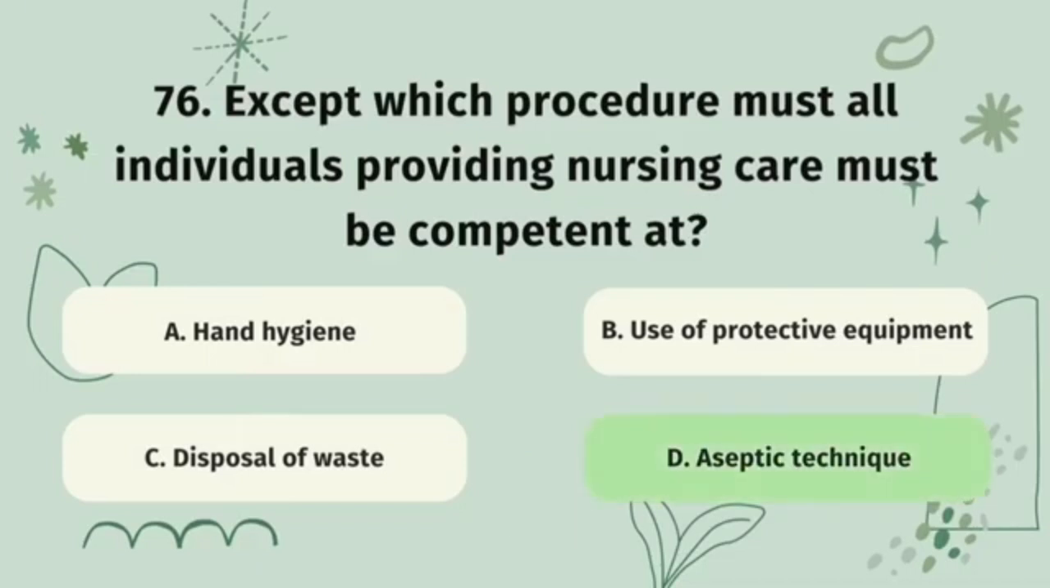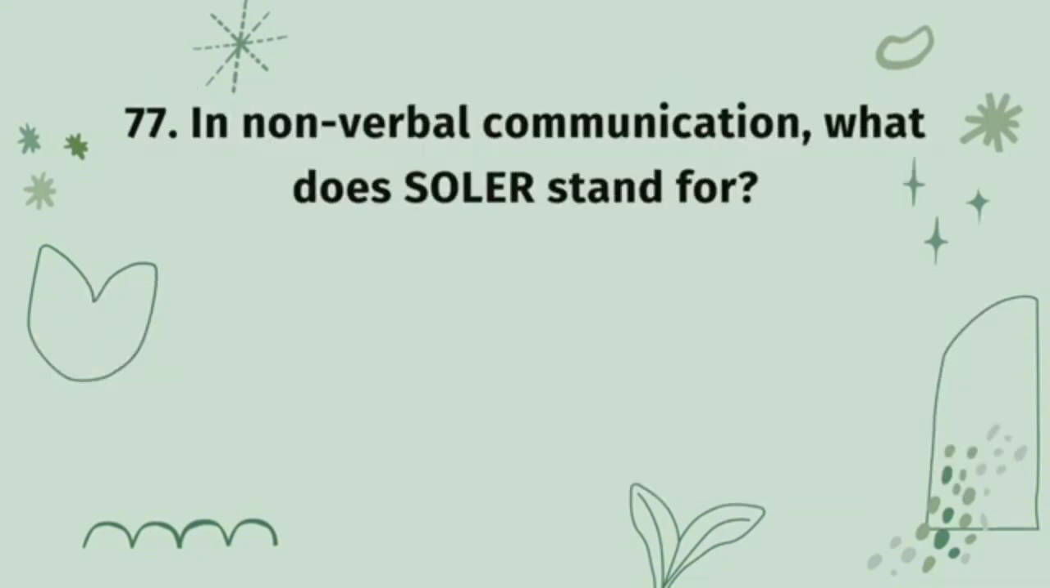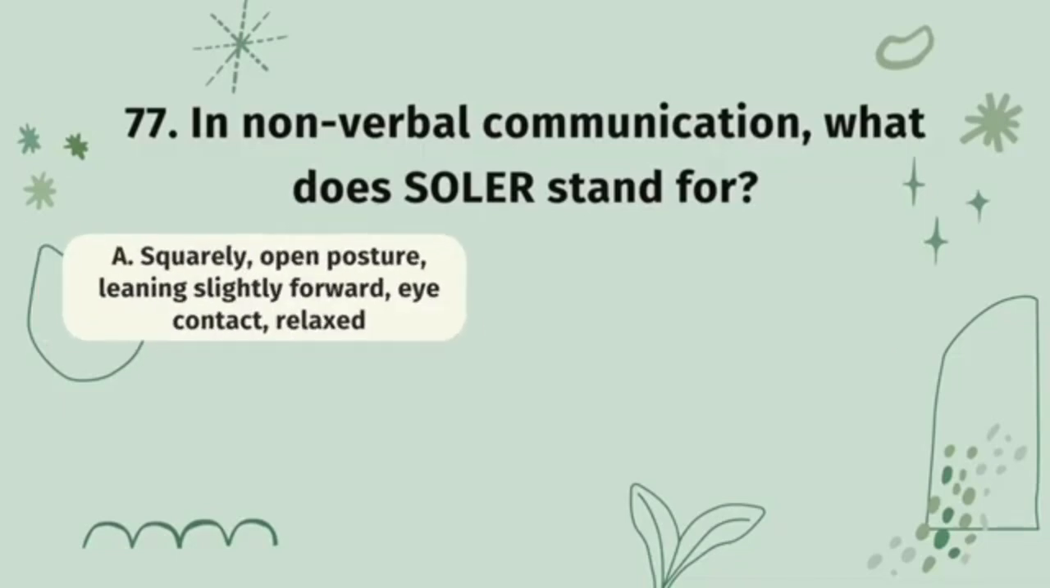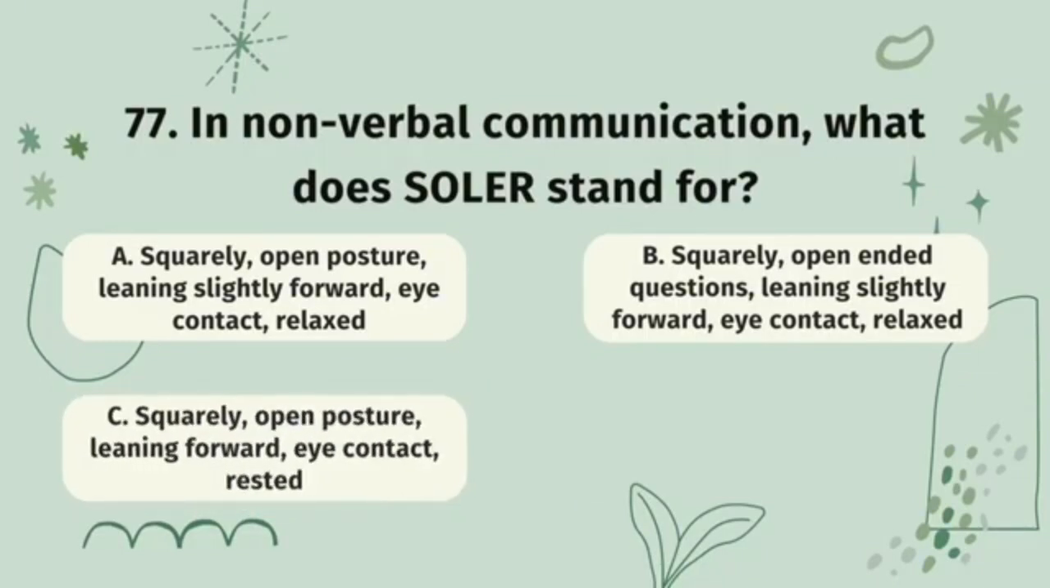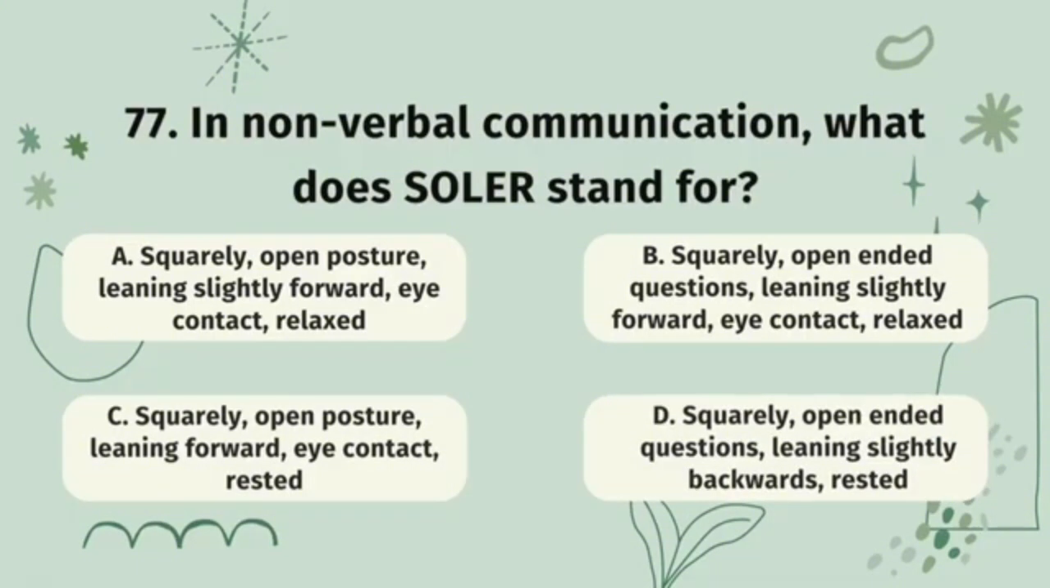The correct answer is D. Question 77. In nonverbal communication, what does SOLAR stand for? Option A, squarely, open posture, leaning slightly forward, eye contact, relaxed. Option B, squarely, open-ended questions, leaning slightly forward, eye contact, relaxed. Option C, squarely, open posture, leaning forward, eye contact, rested. Option D, squarely, open-ended questions, leaning slightly backwards, rested.